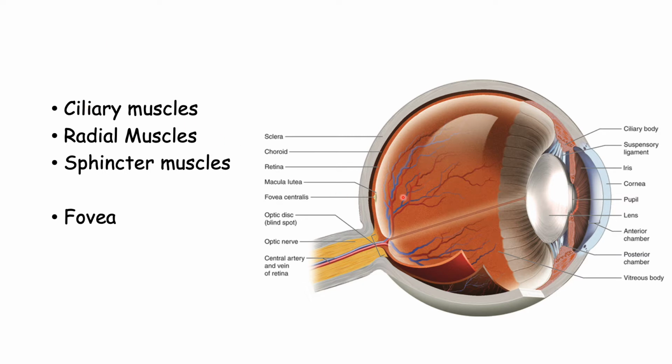There's also the fovea, which you can see here. The fovea is important because it's an area of high resolution in viewing, and it has a very high cone concentration, which we'll talk about in a second, but it's very important for vision.